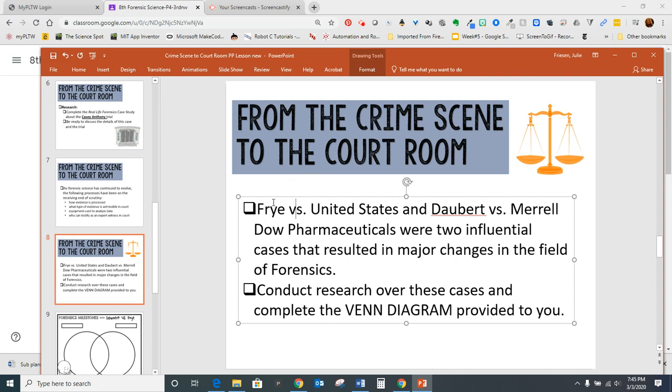Find out as much information as you can about this particular case, because it did change the field of forensics when it's used in a court of law. And the latter one is Daubert versus Merrell Dow Pharmaceuticals, and that's a very interesting court case too, where it worked its way up the chain. It started out in lower courts, but it worked its way all the way up to the Supreme Court.